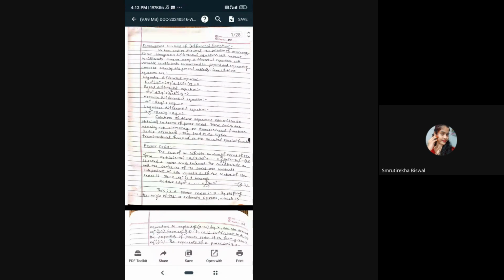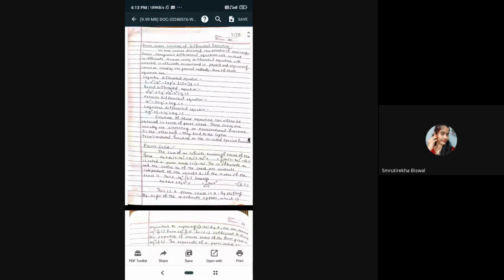Another special differential equation is the Hermite differential equation: y double dash minus 2xy dash plus 2 alpha y is equal to 0. Here, the coefficient of y dash is a variable. Similarly, the Laguerre differential equation: xy double dash plus (1 minus x) y dash plus alpha y is equal to 0. Here, the coefficient of y double dash is x, which is a variable. The coefficient of y dash is 1 minus x, which is a variable.